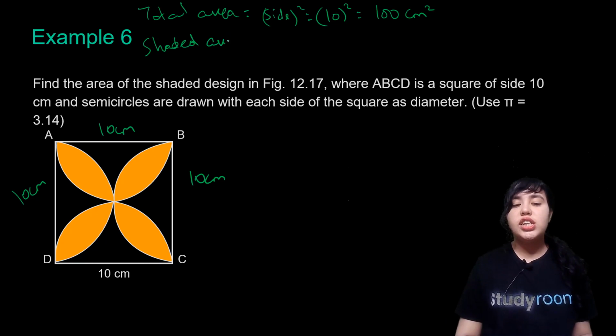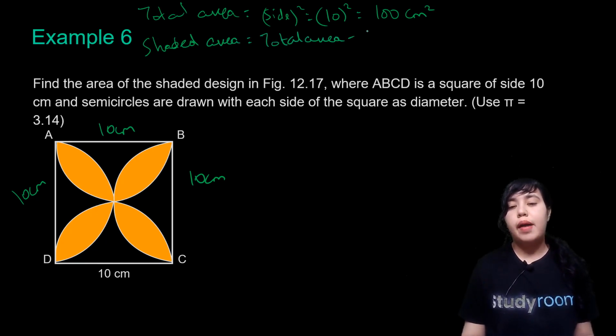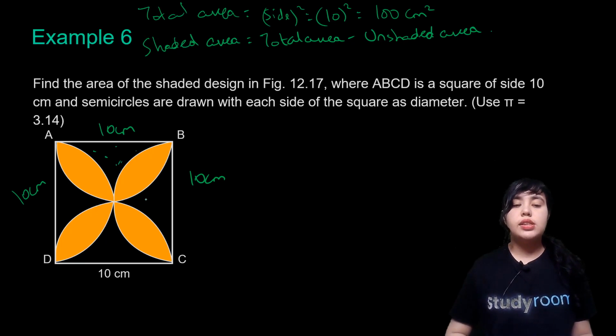So we can say that shaded area is equal to total area minus the unshaded area. Now you would be wondering, why am I asking you to find unshaded area? Because this doesn't make sense either at the moment. But trust me, I'll tell you how we'll do that.